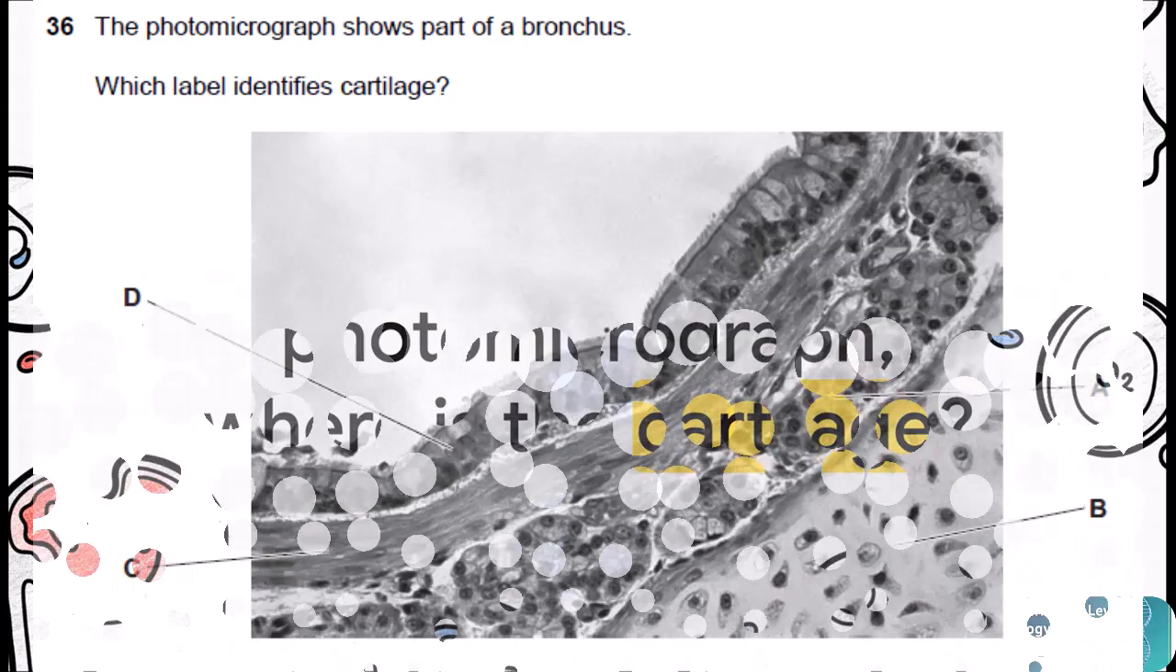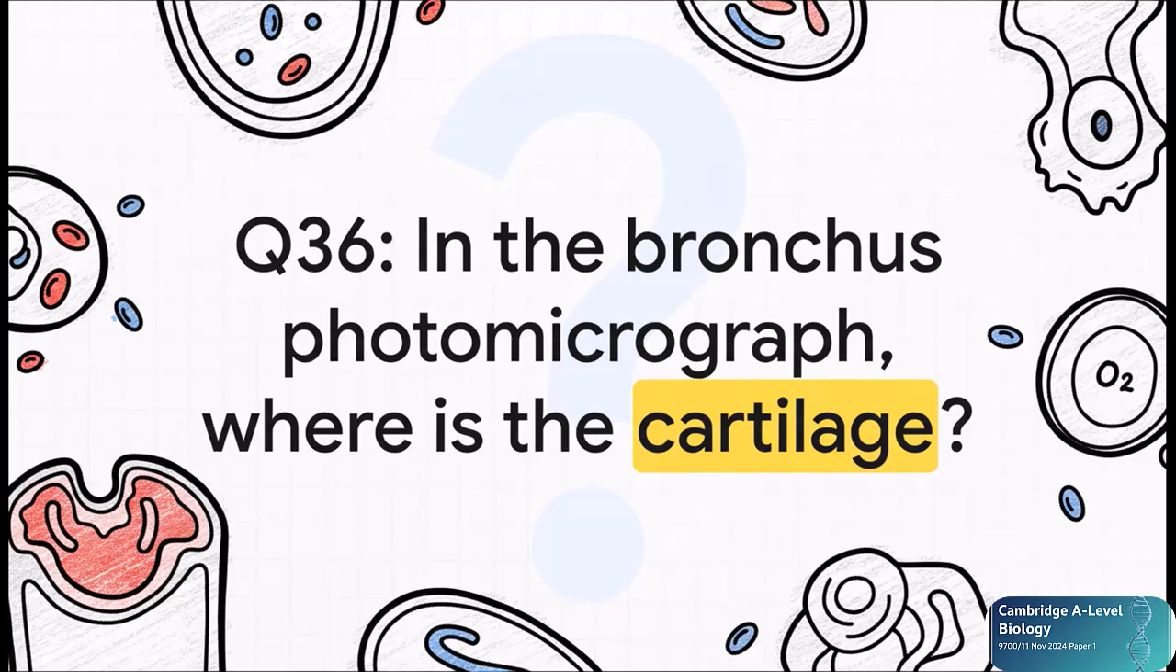Its entire job is to act like scaffolding to hold the airway open so it doesn't collapse every time you breathe. The other labels are just pointing to other layers. So B is our answer for sure.